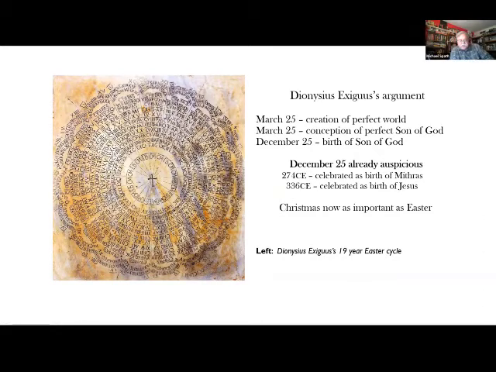Also, since Jesus lived a perfect life, he must have been crucified too on March the 25th. So you catch the dating here. Until Dionysius came along, there were disagreements between the East and West about dating the birth of Jesus, or whether they even wanted to celebrate the birth of Jesus at all. He blends all these traditions together and he puts Christmas on the map.